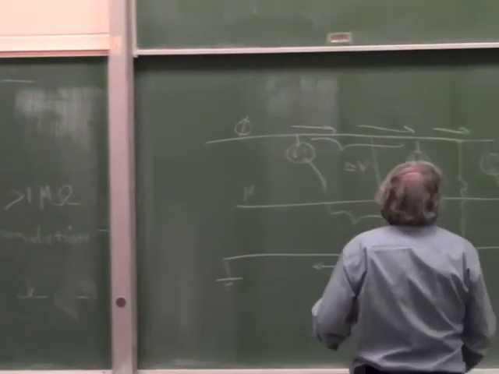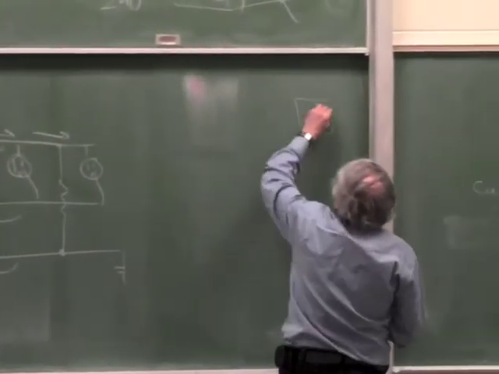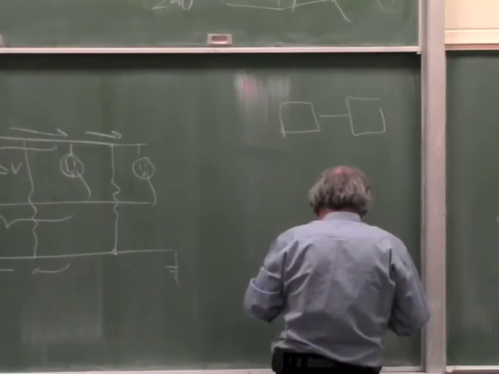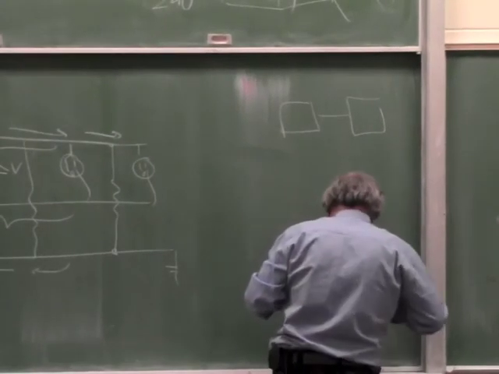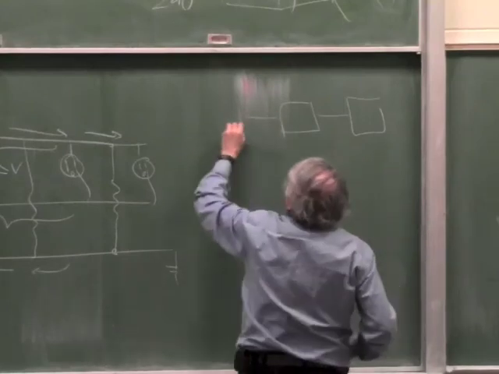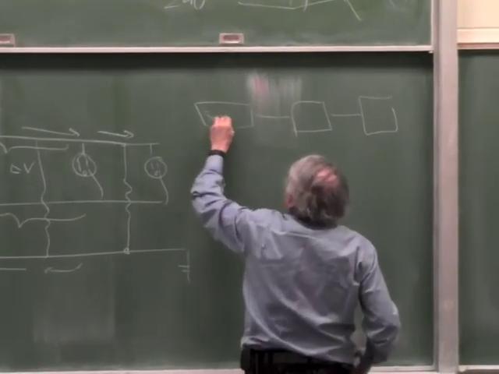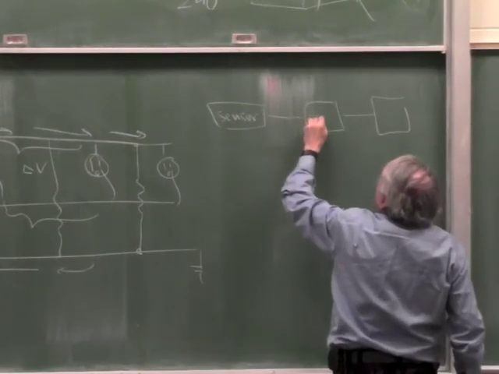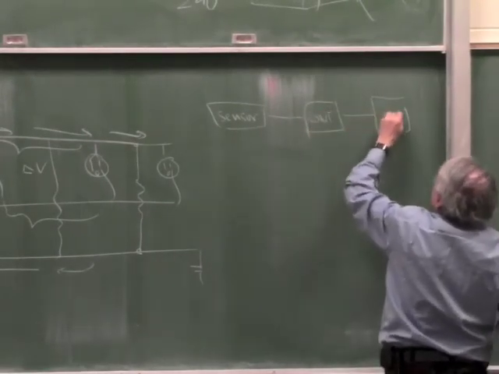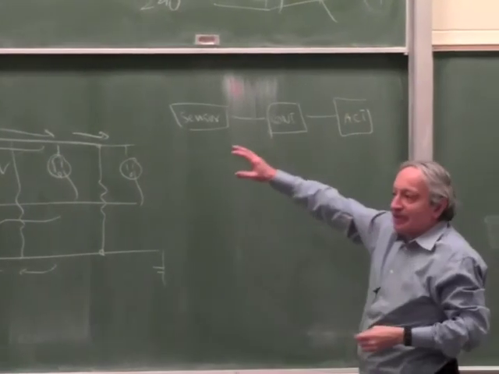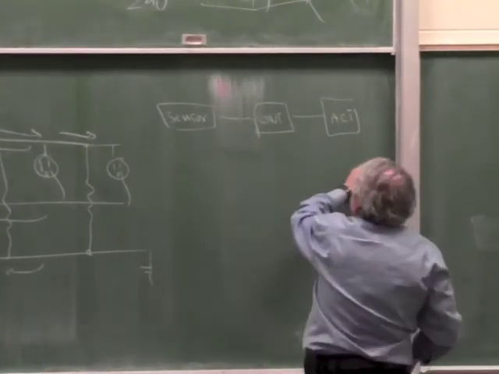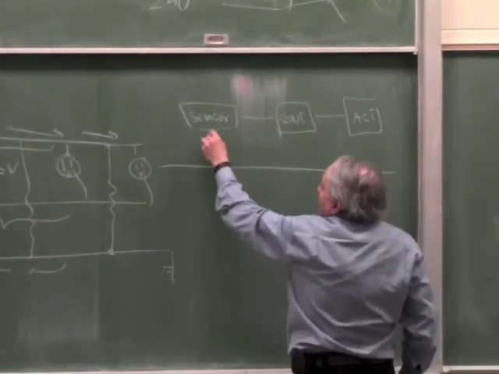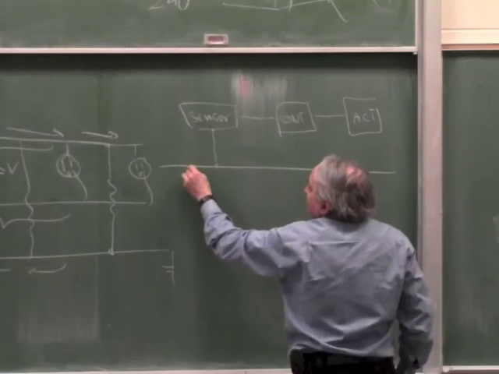So if you have a system which has several boxes, let's say you have a sensor, a controller, and an actuator, and each one has a power supply. And this is a ground. One way to do it is each power supply is plugged in and the box is grounded to the ground.